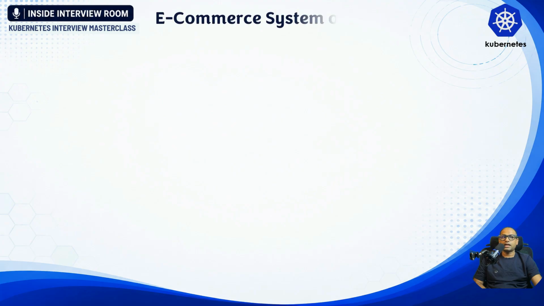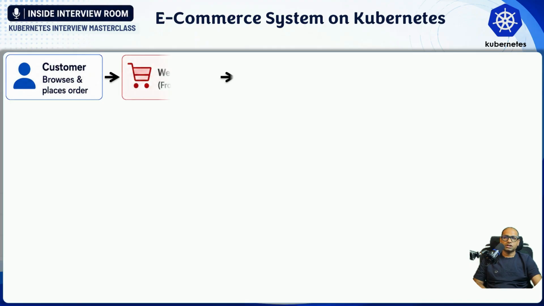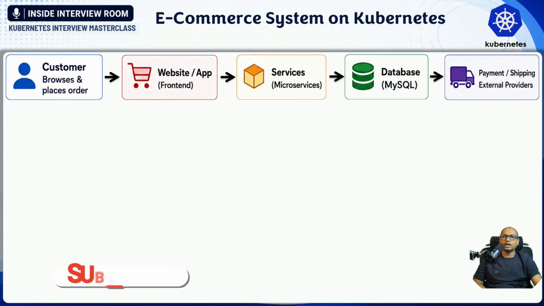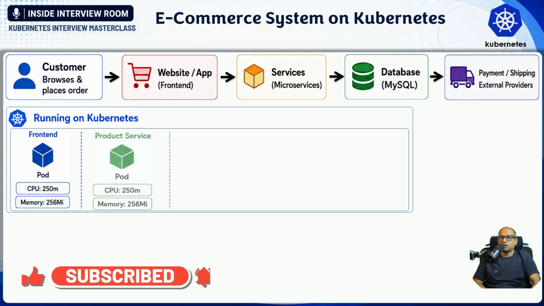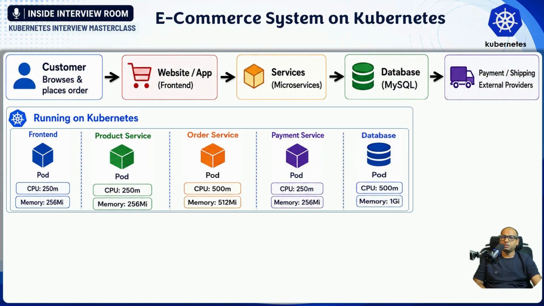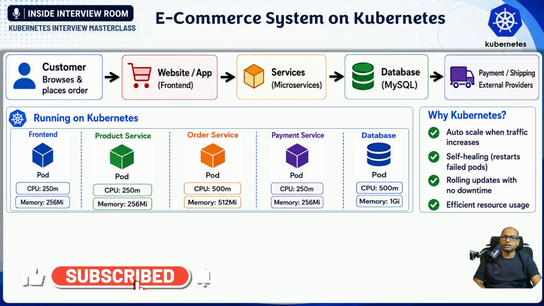Let's understand this with a real-life scenario: an e-commerce system. A customer browses and places an order through the website or app, front-end services, and microservices, then the database, and then payment and shipping with external providers. So how does it run on Kubernetes? Front-end pod with CPU and memory, then product service, order service, payment service, and database. Every service has its own request and limit for resources.